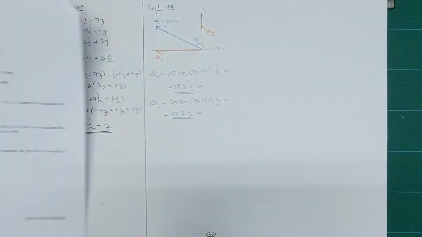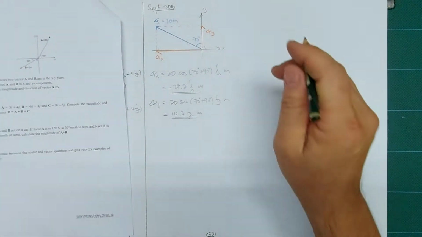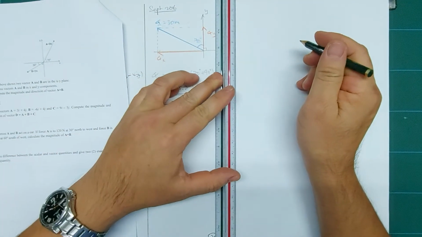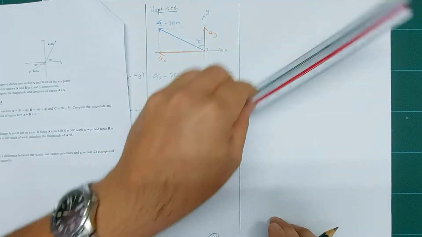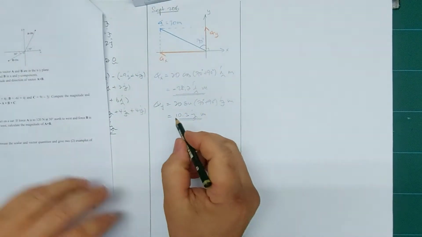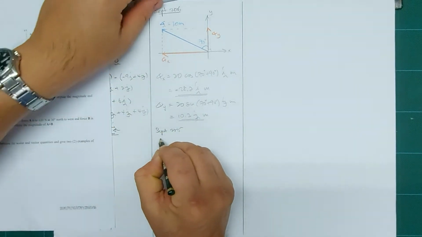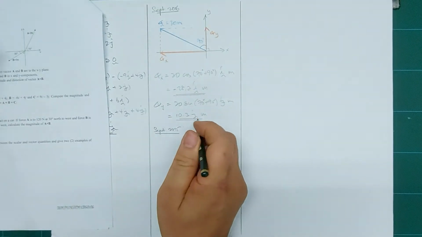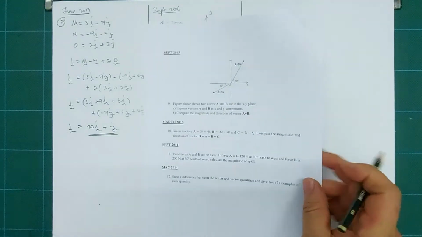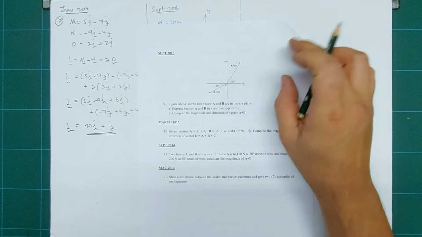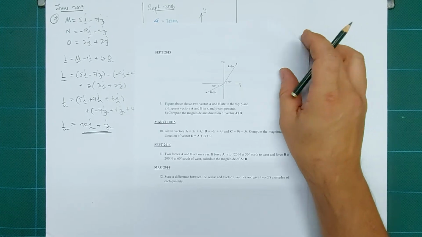Next question, September 2015. So the question is giving us a diagram like that. This is question 9.